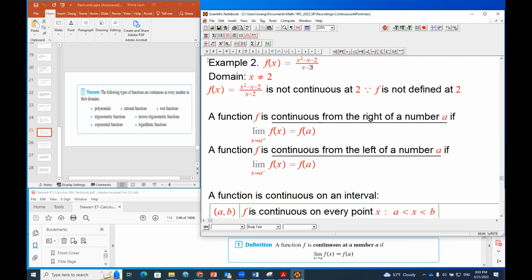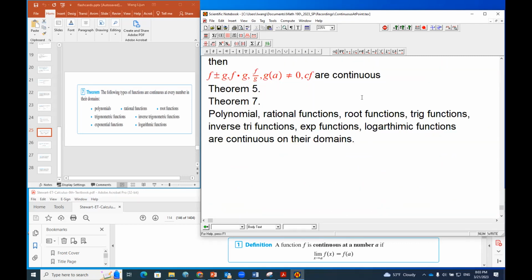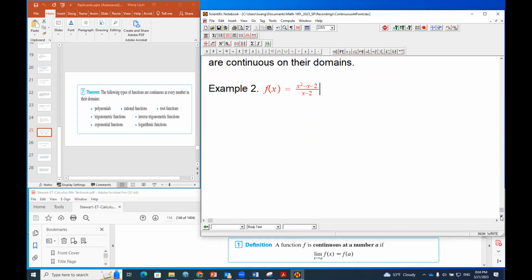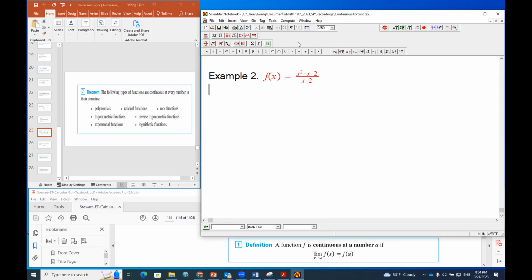Furthermore, we like to elaborate more on this function. Okay, some of the discontinuities can be removed. We call it removable discontinuity. So look at this function here, right? We look at the limits. 2 is the only point that is not in the domain. So when x equals 2, we look at the limit as x is approaching 2 of f of x.